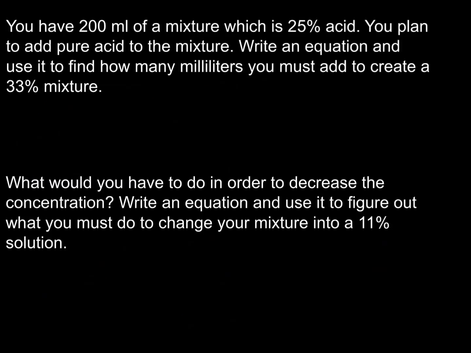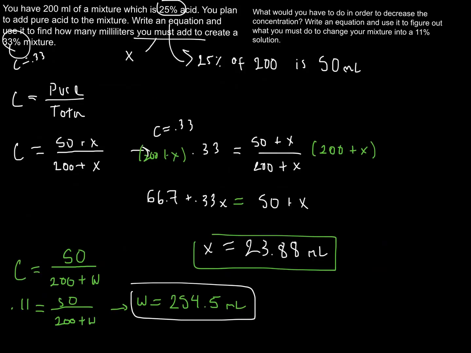With the mixture problem, I'm going to go ahead and write out the solution and maybe talk briefly about it, and then move on. I've worked through it, and there's quite a bit, but you should have gotten most of this on your own. 200 milliliters of a mixture, 25% of it is acid, so that means 50 milliliters is acid. I'm looking at the concentration, and the concentration is the pure amount divided by the total amount.